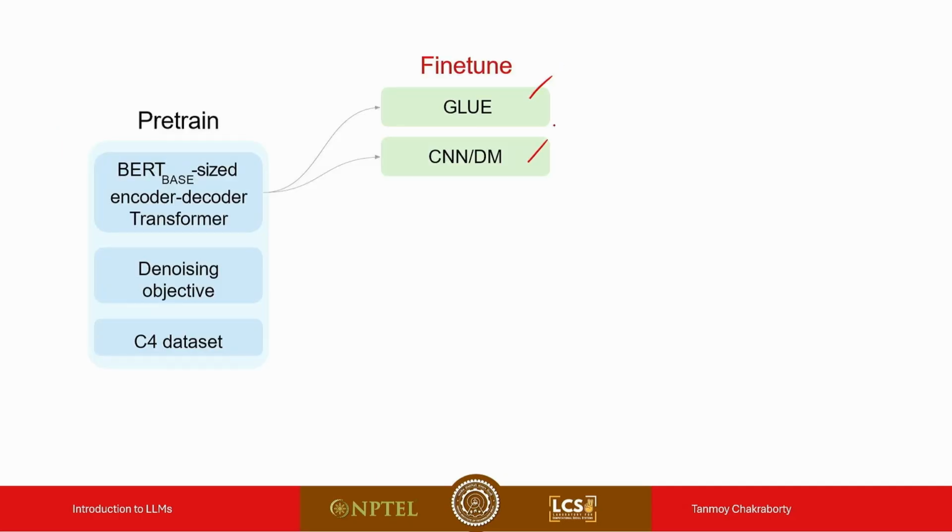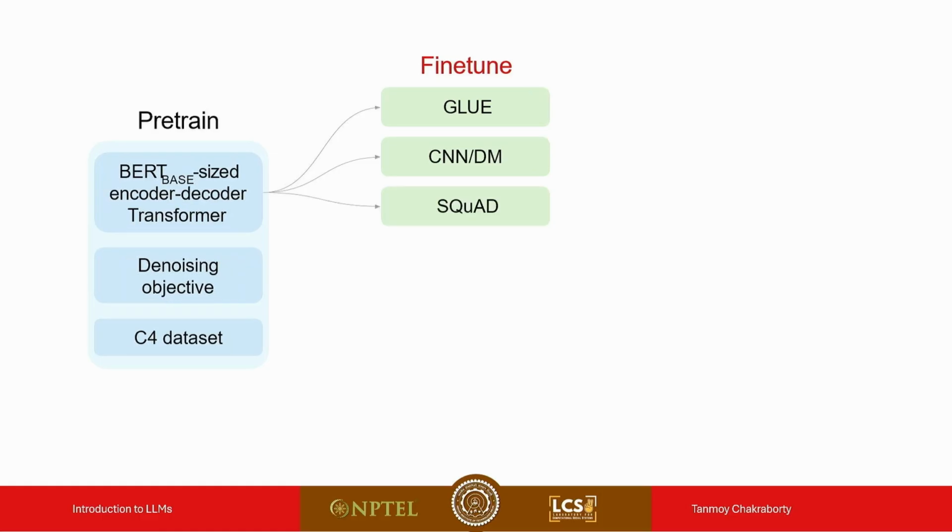They also took the CNN DailyMail corpus. This is a corpus for summarization, right? Mostly abstractive summarization. They took the SQuAD data. This is a question answering dataset released by Stanford. They also use SuperGLUE. So GLUE and SuperGLUE are the standard benchmarks.